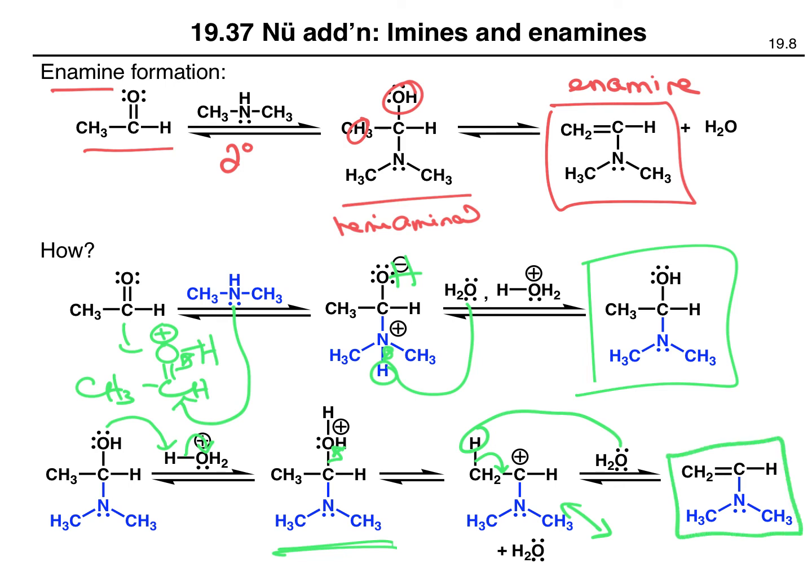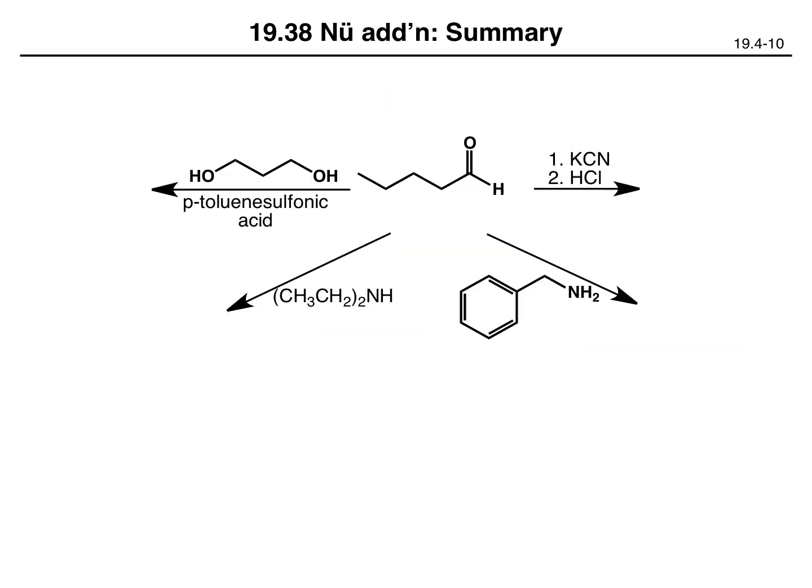Just like I mentioned for imine formation, with enamine formation, pH control is important. We want it to be acidic enough to protonate the carbonyl so that this is a really good electrophile. But if it's too acidic, then this nitrogen gets protonated and then it cannot act as a nucleophile at all. So keep in mind the similarities as well as the differences between reactions of primary and secondary amines with aldehydes and ketones. So finally, let's pull it all together and look at a bunch of different examples.